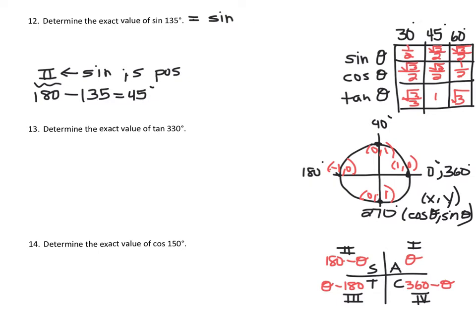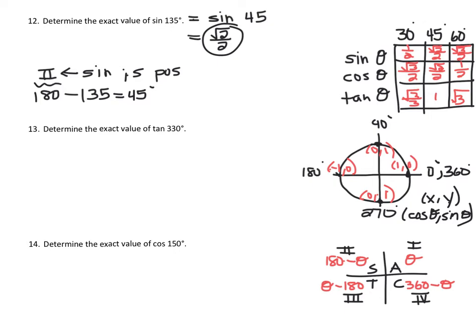This is what we're going to put next to the word sine. So we have sine of 45. Okay, and then that's equal to, you just have to write down what sine of 45 is equal to. So sine of 45 is equal to radical 2 over 2. And again, it's positive because sine is positive in the second quadrant.